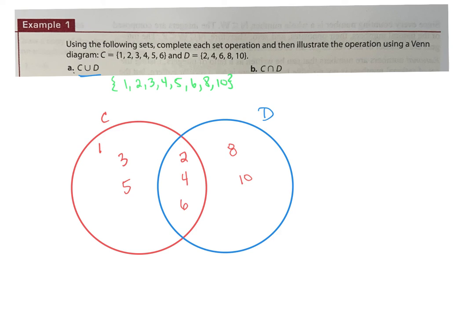Intersection is only going to be where that term is, where they intersect. So that's even simpler to see once I have drawn my Venn diagram. That is just going to be my 2, 4, and 6. And so I've answered the question. I drew a Venn diagram. I answered my union and my intersection.